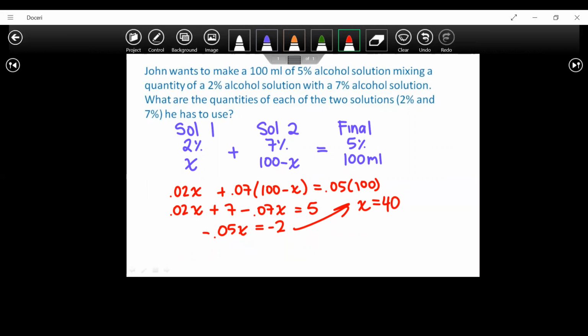So it tells me my first solution, x, is going to be 40 milliliters at 2% alcohol. If we plug it into this other equation right here, 100 minus 40 is going to give me what? 60 milliliters at 7% alcohol.